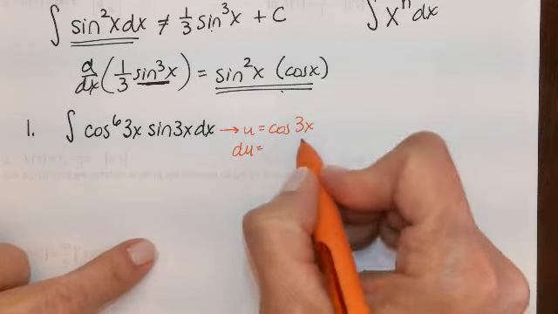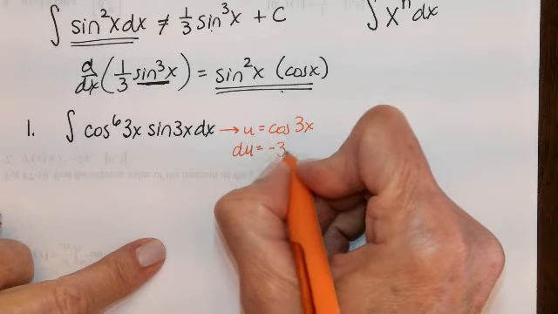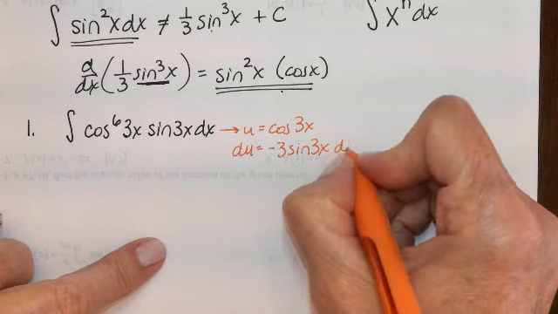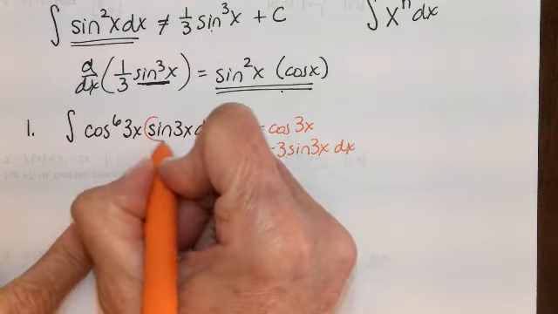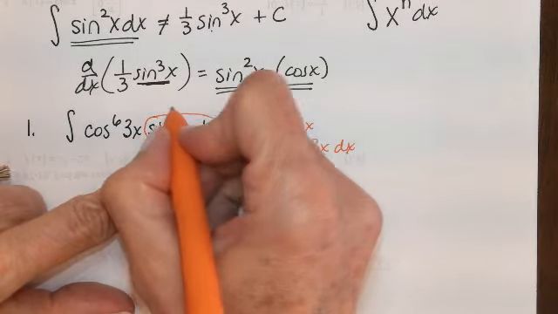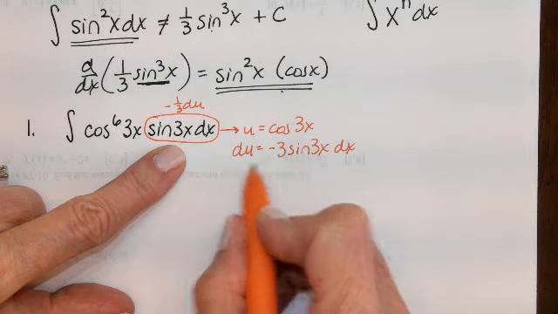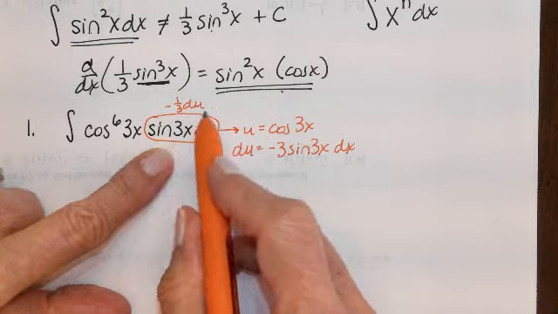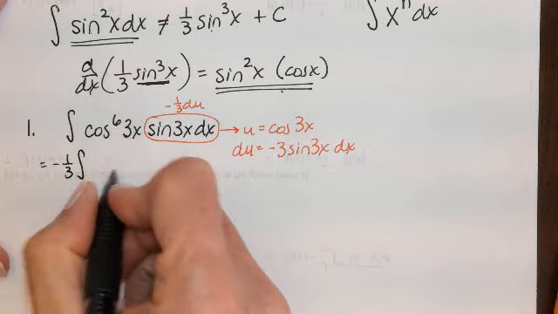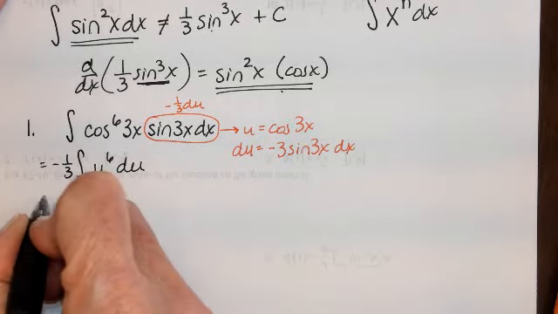So let's take the derivative. The derivative of cosine 3x is negative 3 sine 3x dx. So in place of sine 3x dx, what are we putting in? We're putting in negative 1/3 du, right? Because we would bring that negative 3 over. So negative 1/3 du. So this becomes negative 1/3 integral u to the 6th du, bringing that negative 1/3 outside.